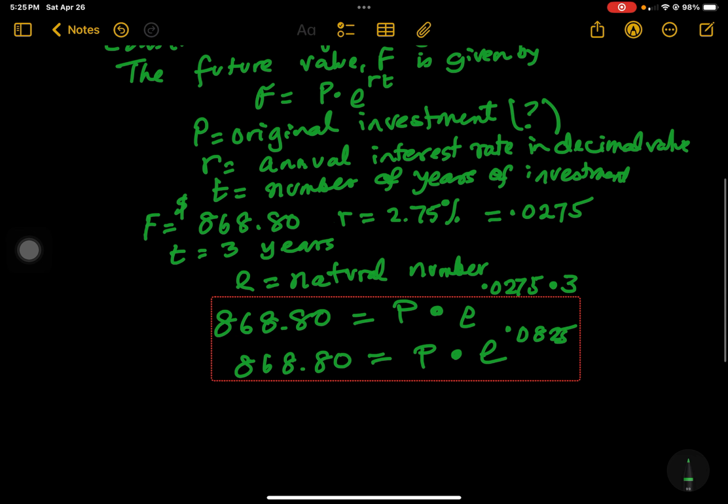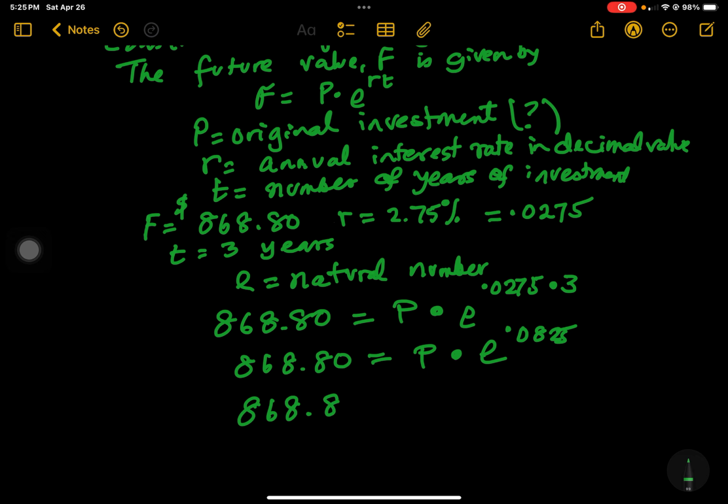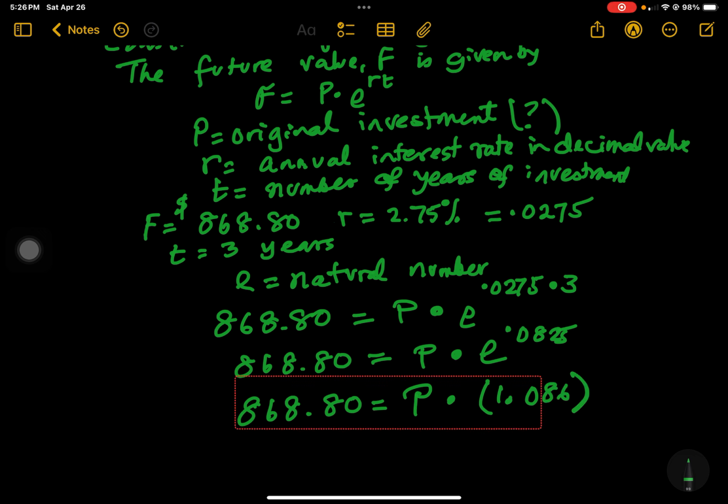Now I'm going to use my calculator to figure out the value of e, the natural number, raised to the power of 0.0825. In my calculator there is a key to do that. I am using a TI-84, and that value works out to 1.086.